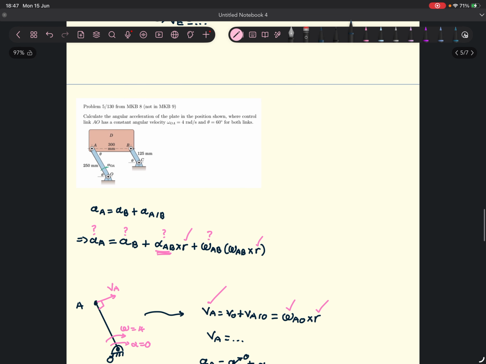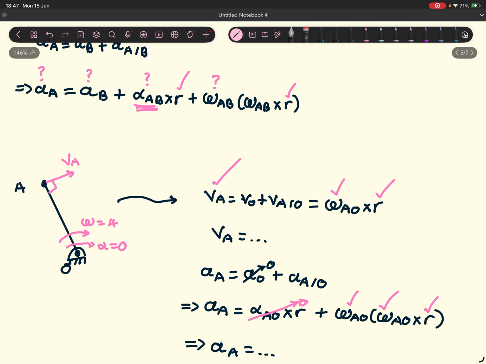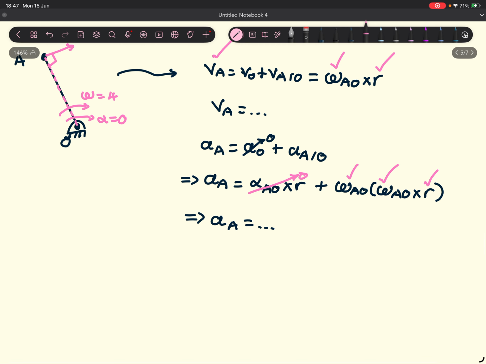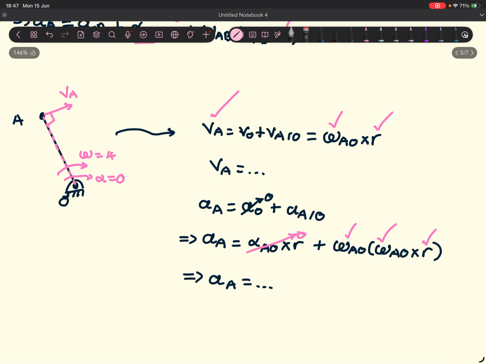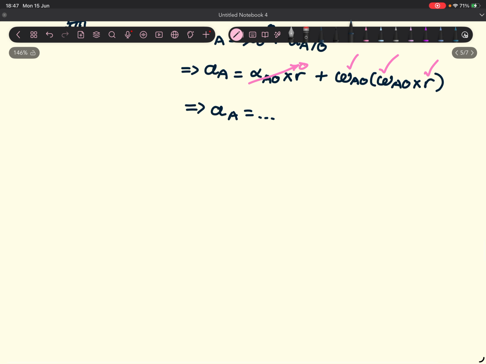Right, so even though we have a constant angular velocity, it doesn't mean that points on this line AO have 0 acceleration. They will have 0 tangential acceleration, but they won't have 0 normal acceleration. Okay, so you might not understand this, and that's fine.